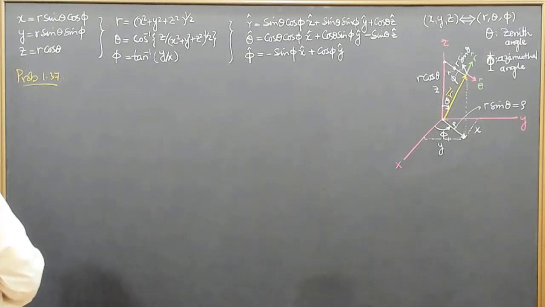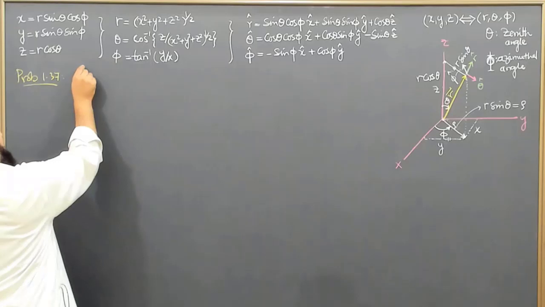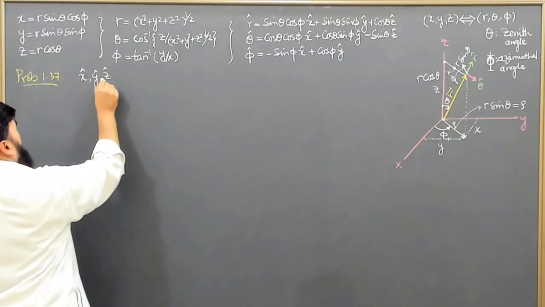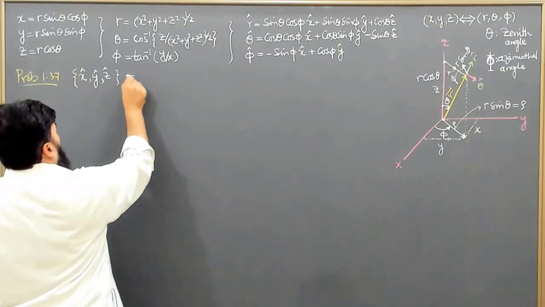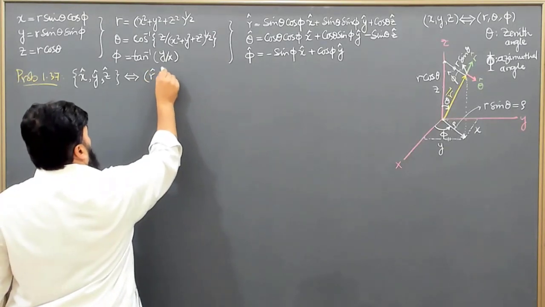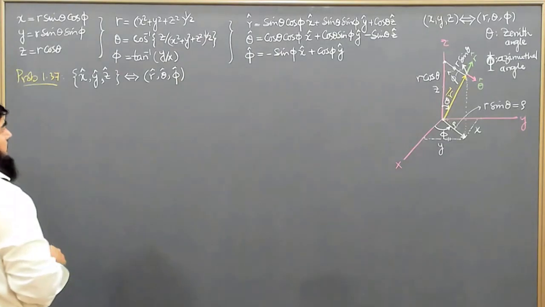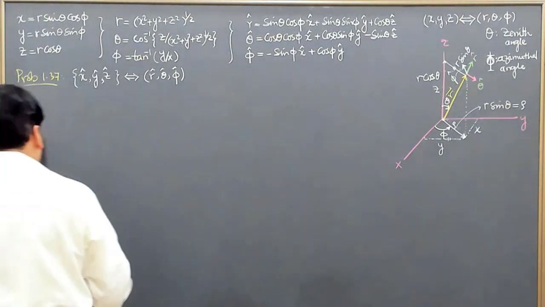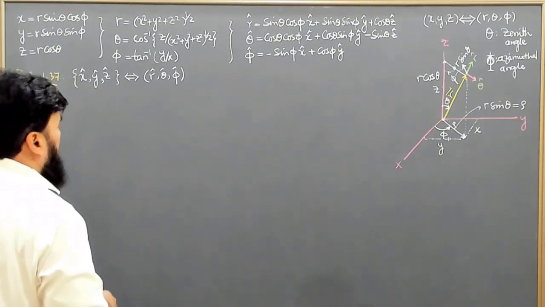So the question here is: can we write the x, y and z unit vectors in terms of r, theta and phi, as we have written r, theta and phi in terms of the x, y and z unit vectors? So can we write the opposite of it? Yes, we can.